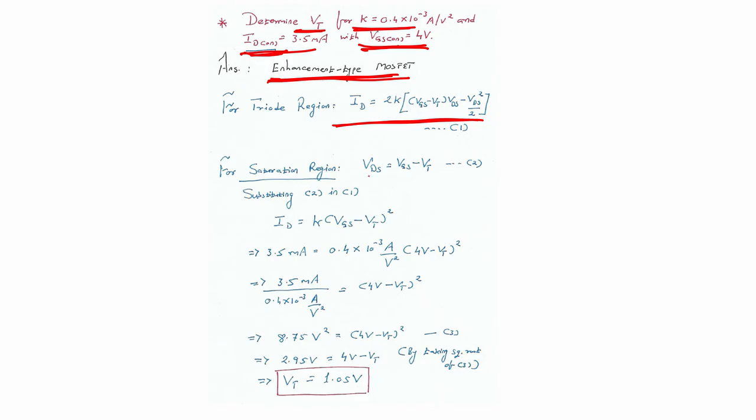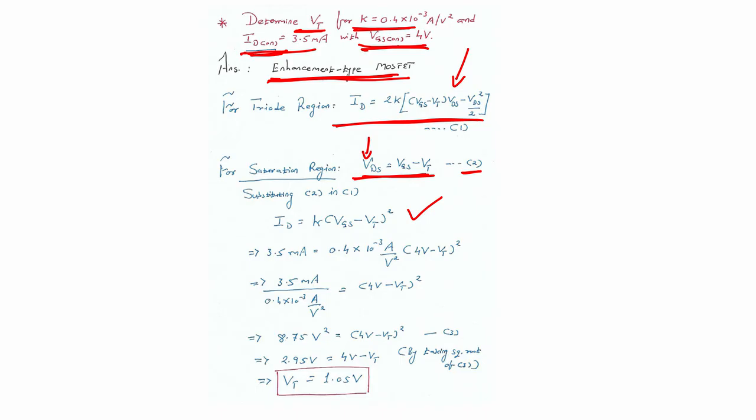For the saturation region I know VDS equals VGS minus VT. So, I will substitute this value of VDS into this particular equation. What will I have? Substituting 2 in 1, I will have ID equals K times VGS minus VT whole square.